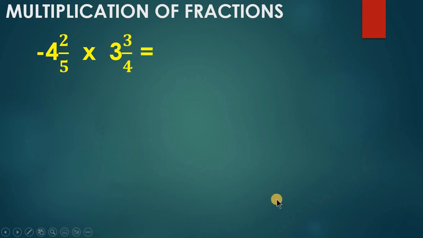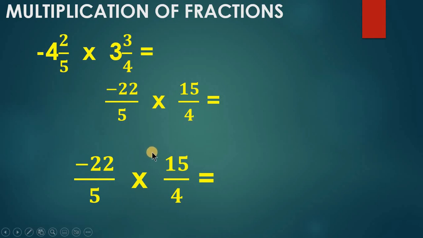Okay, ito naman ulit. Dalawang mixed number. Negative 4 and 2/5 multiplied by 3 and 3/4. Gawin muna natin improper fraction. That will be negative 22 all over 5 and 15 all over 4. Ayan. Shortcut na natin. Huwag na tayong maglong. Ano ba ang greatest common factor ng negative 22 and 4? We have 2. Negative 22 divided by 2 is negative 11. Then, 4 divided by 2, we have 2.